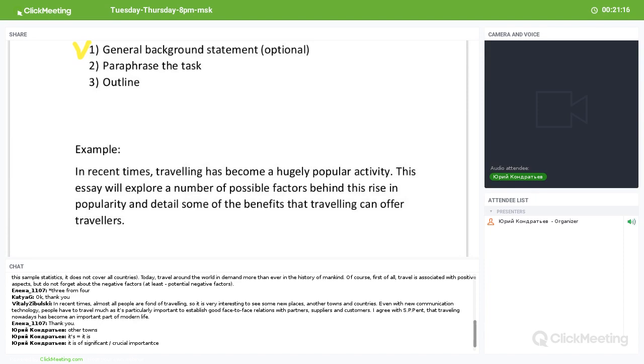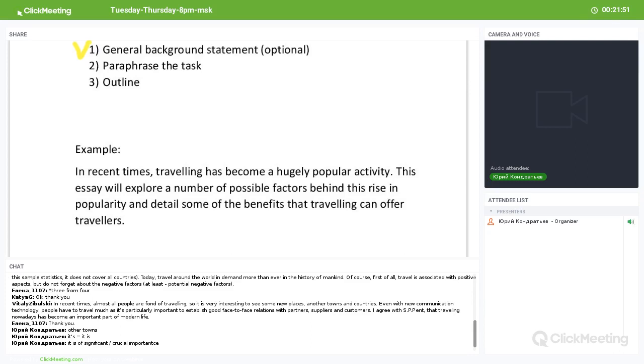I agree with SP Pent that traveling nowadays has become an important part of modern life. Okay, Vitaly, you're using the word "important" for the second time, and it is a clear sign for the examiner that your vocabulary is limited, or maybe it isn't limited, but you don't show that it isn't limited. So if possible, the word "important" is one of the words that should be avoided both in your speaking and in your writing. Why? There's nothing wrong with it, but it's a very simple word.